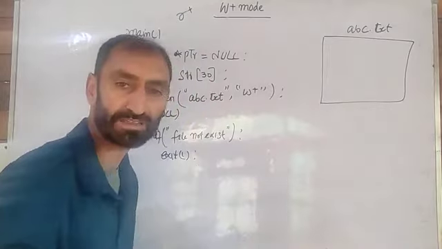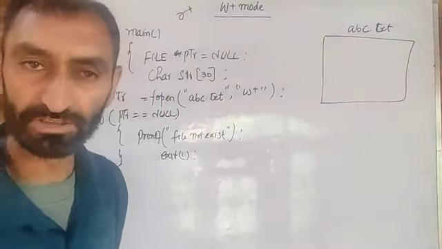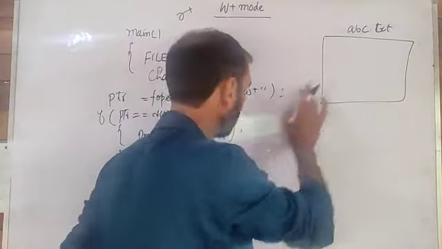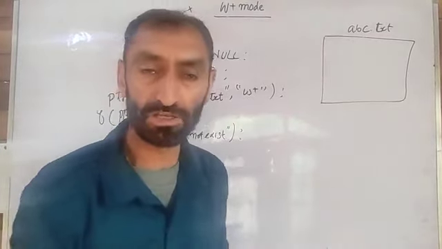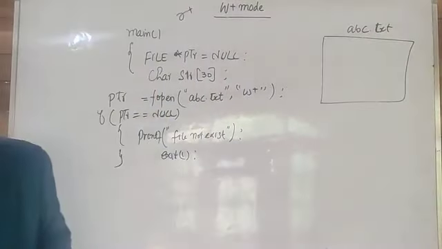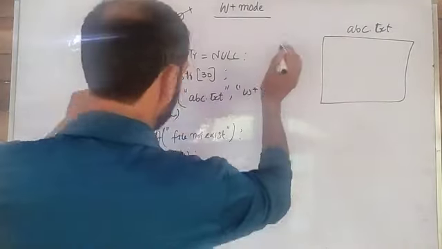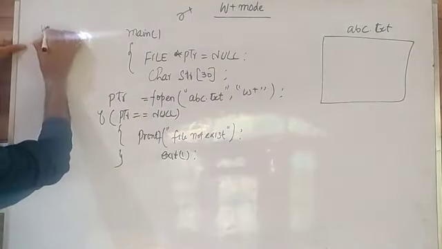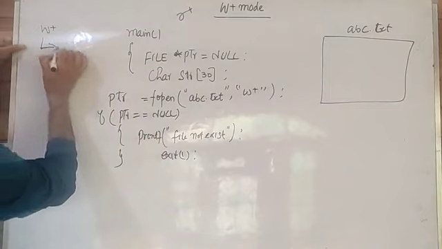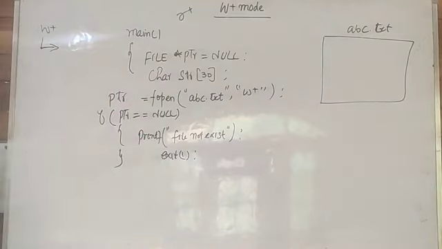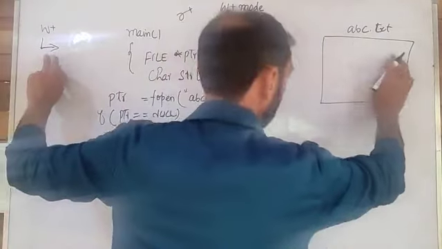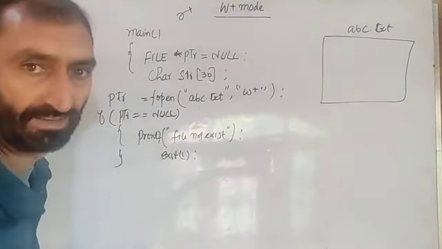If ptr equals null, then we will get a message that file does not exist. That means if there is not a file in the hard disk, we will get a message. Then if we open the file in W+ mode, there are three cases. First, if file does not exist, what will happen? It will create a new file.